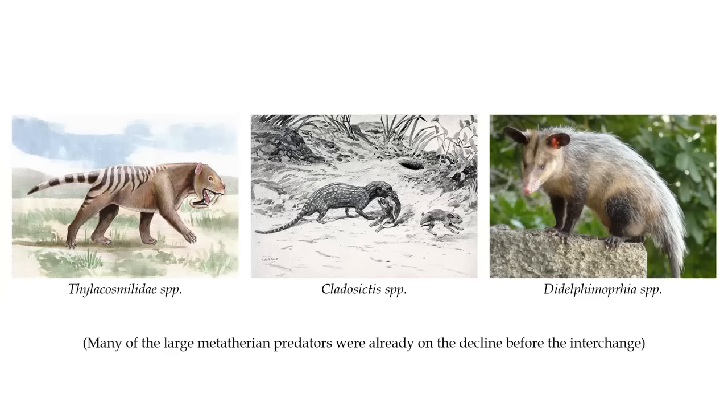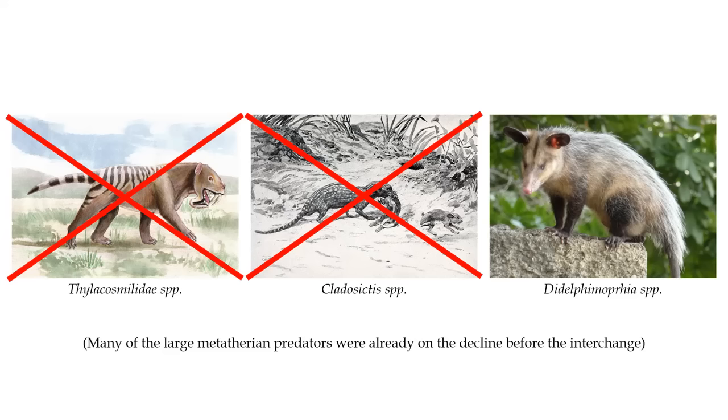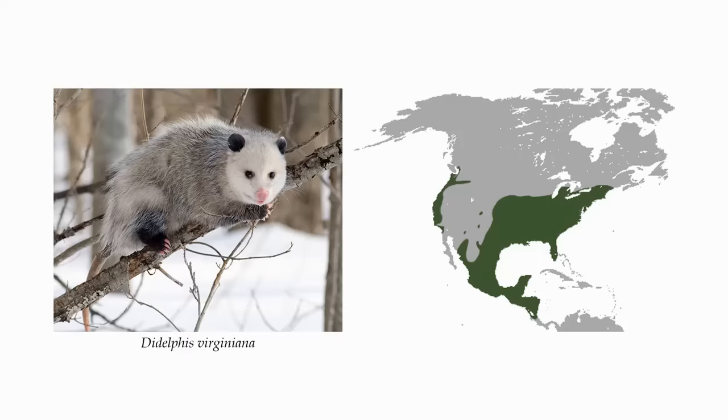While the marsupials and other metatherians were once widespread throughout South America, one of the only clades to survive the Great American Interchange were the opossums, which were generalist enough to cope with the increased competition, with one species, the Virginia opossum, being the only marsupial species to spread into North America.